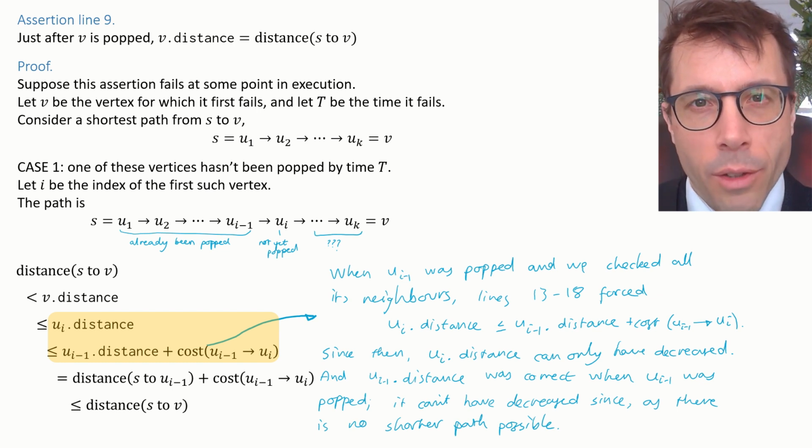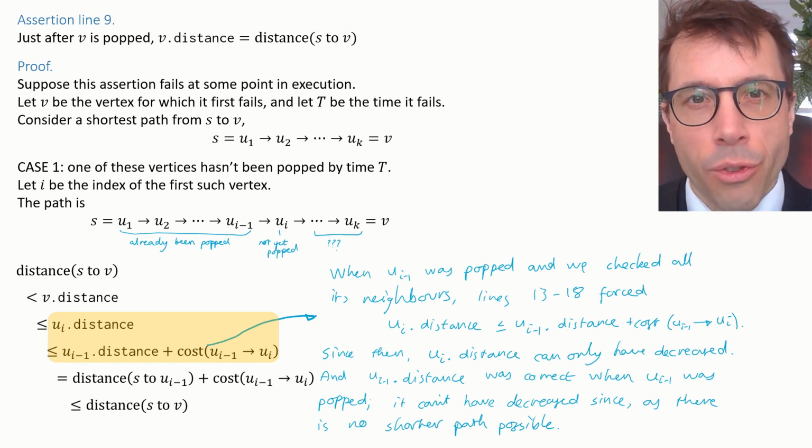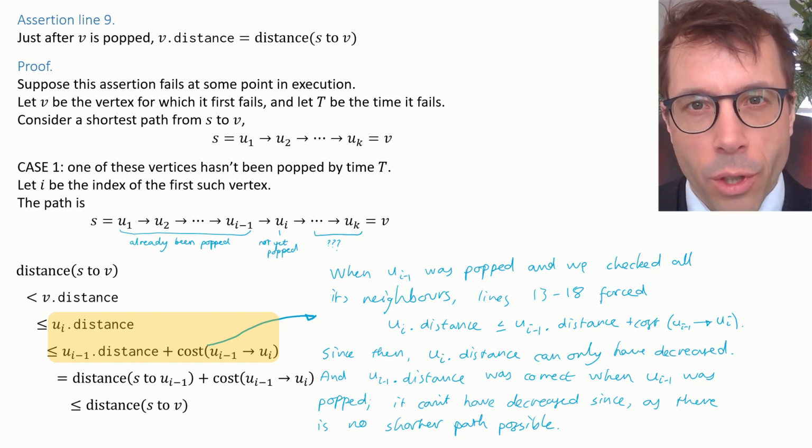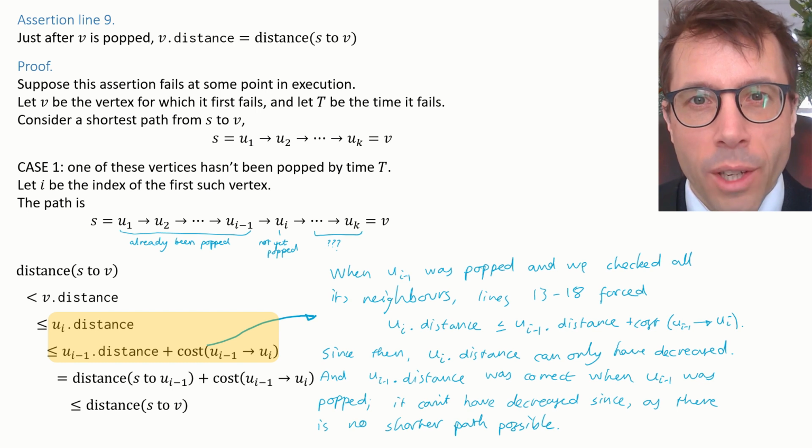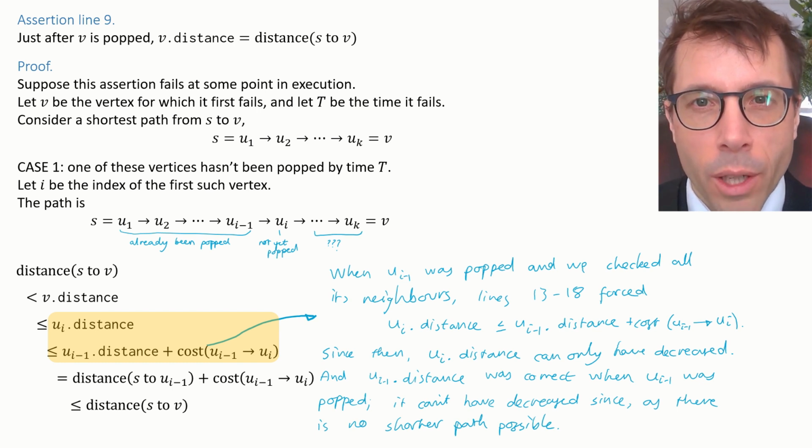And what about the right hand side? Could ui-1.distance have decreased between when it was popped and now at time t? No, it can't. We know that ui-1.distance was correct when it was popped. In other words, it was equal to the shortest path distance from S to ui-1. That's what the assertion says, and we know the assertion didn't fail on ui-1 because we've said V is the first vertex at which it fails.